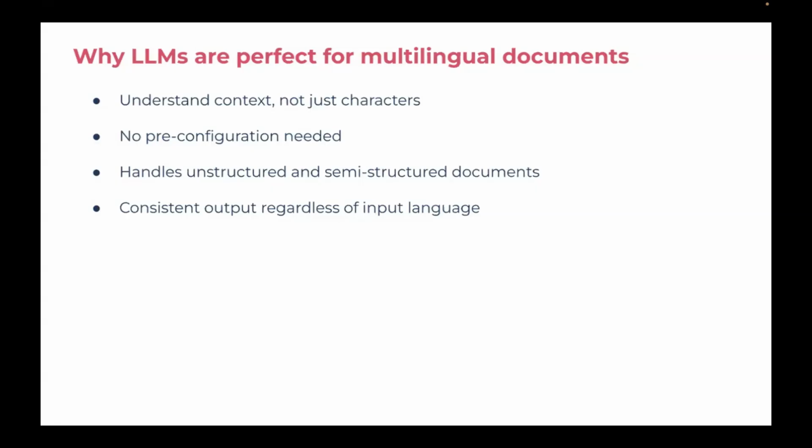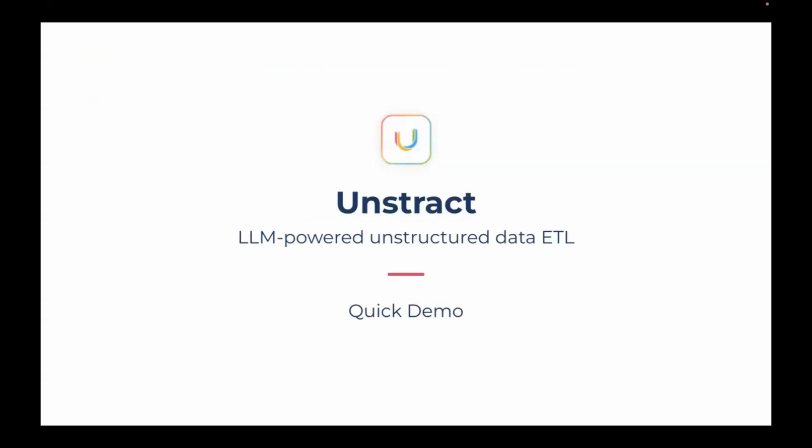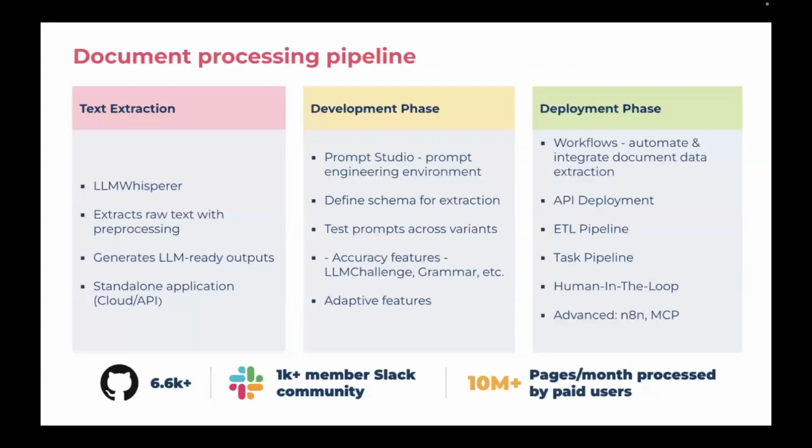But LLMs on their own are still not enough to give you production-ready document processing systems. And that is where Unstract comes into the picture. Now, Unstract is an LLM-powered document ETL platform. And here's how Unstract is an enabler. If I had to briefly go over the capabilities of the platform, I'd be bucketing it into three major categories, that is, the text extraction phase, the development phase, and finally, the deployment phase.